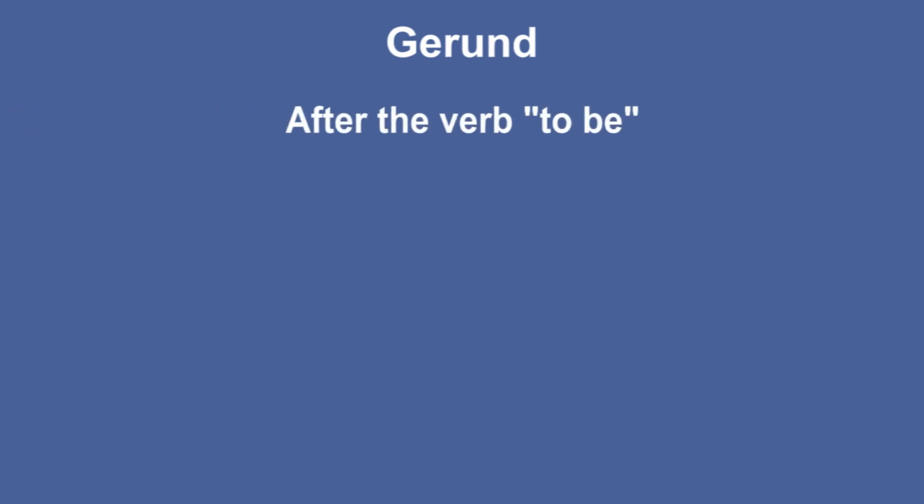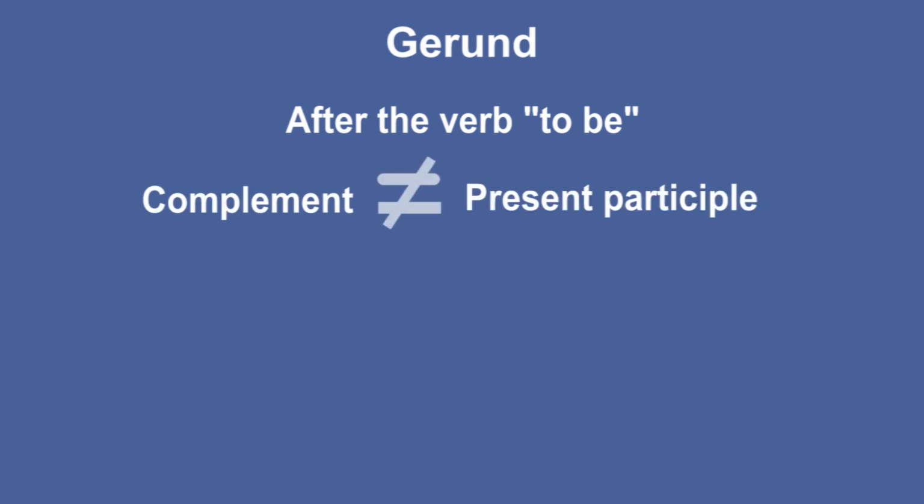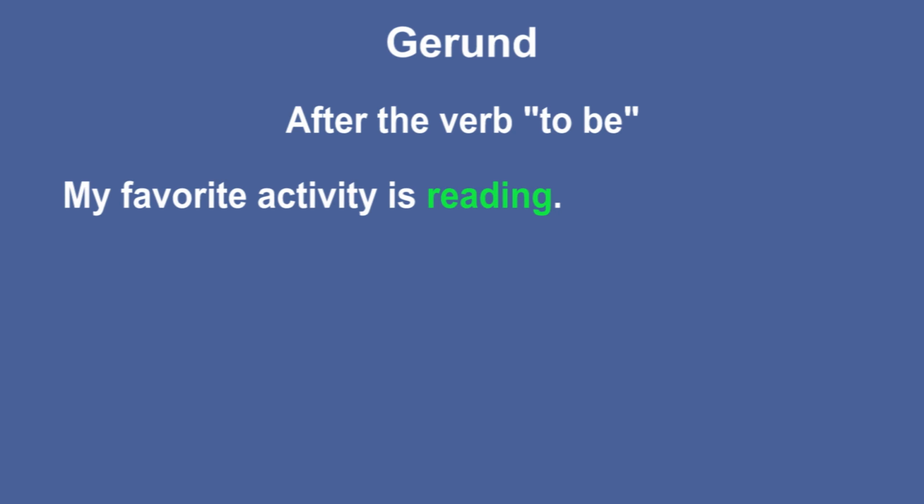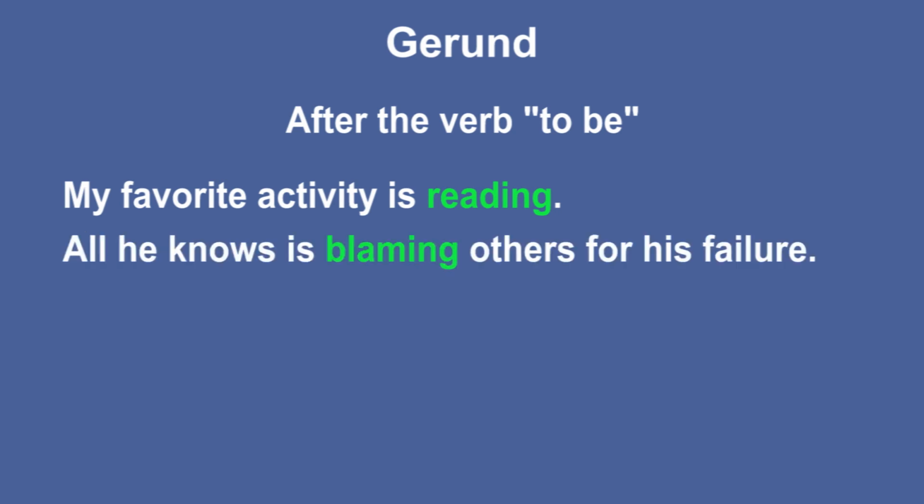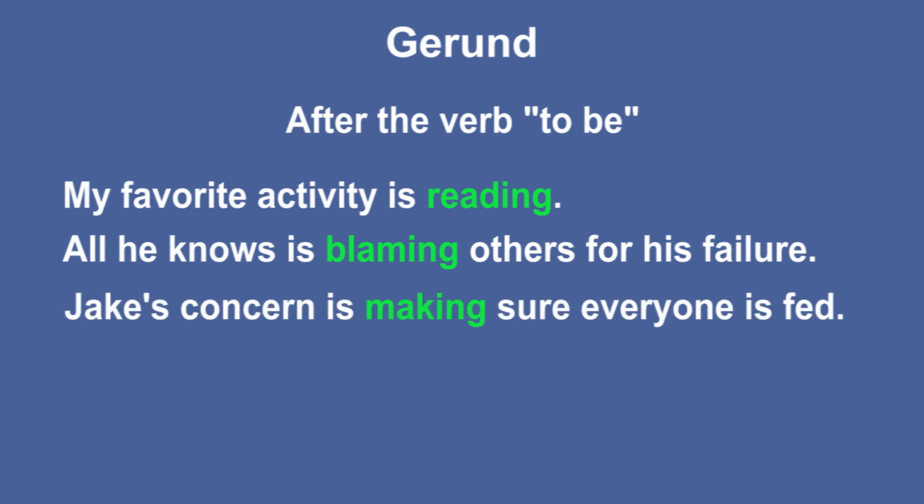Now let's turn to the gerund used after the verb to be. Here, the gerund is used as a complement, not as a verb, so it should not be confused with the present participle. Let's see some examples. My favorite activity is reading. All he knows is blaming others for his failure. Jake's concern is making sure everyone is fed.